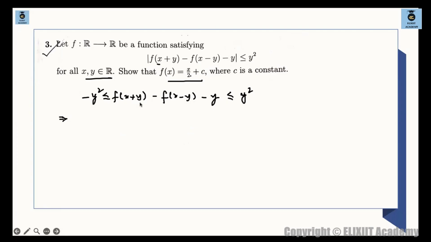So we are having x plus y and x minus y, f of x plus y and f of x minus y. For simplicity, what I'll do is I'll take this x plus y as t plus h and x minus y as t. X plus y is t plus h and x minus y is t.